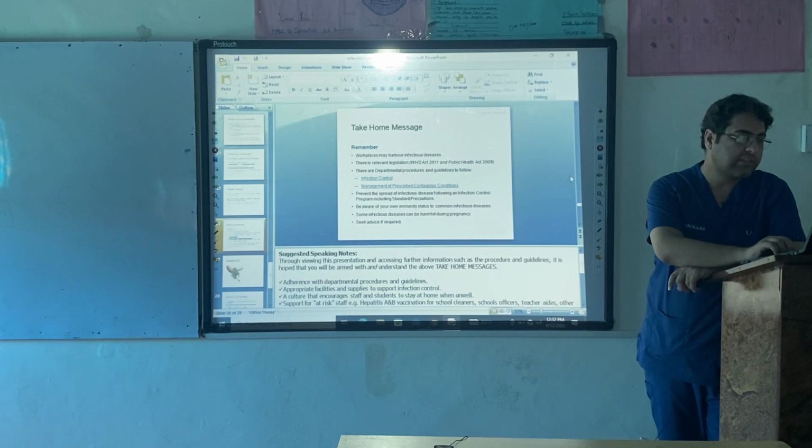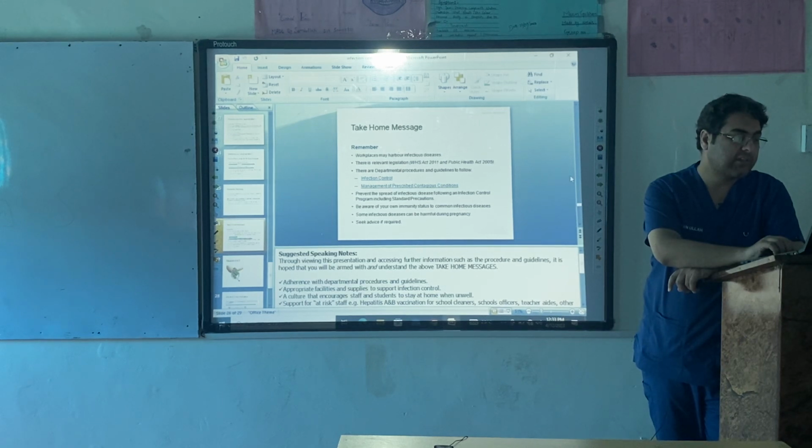The take home message from this is that the workplace may harbor infectious diseases. There is relevant legislation, the Acts of 2011 and 2005. There are departmental procedures and guidelines to follow: infection control, management of prescribed contagious conditions, and preventing the spread of infectious diseases by following an infection control program, including standard precautions. Be aware of your own immunity status to common infectious diseases, and some infectious diseases can be harmful during pregnancy. Seek advice if required.